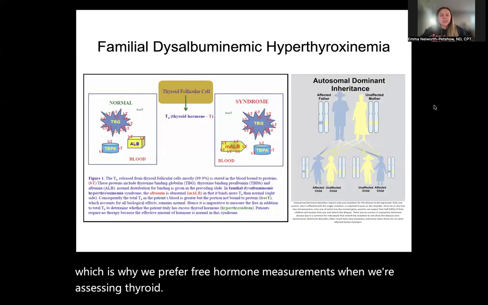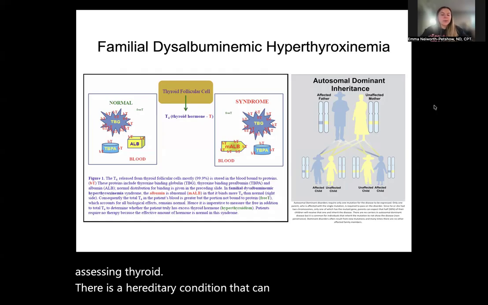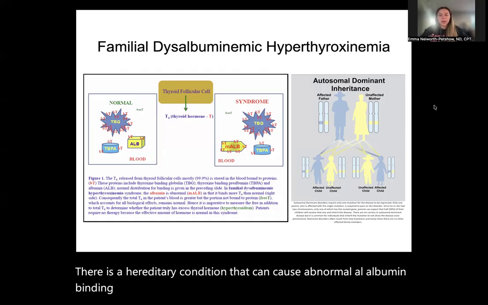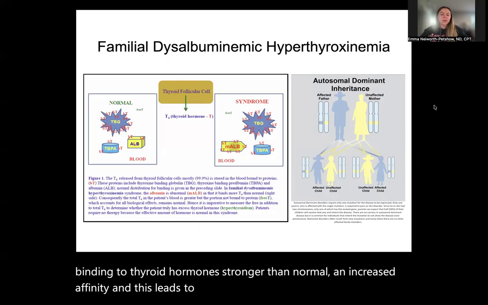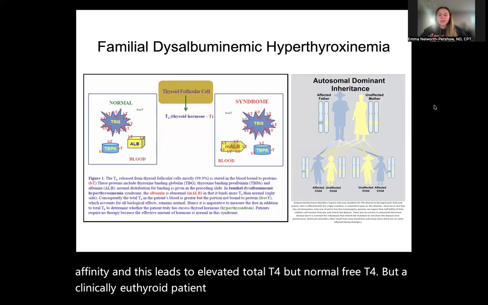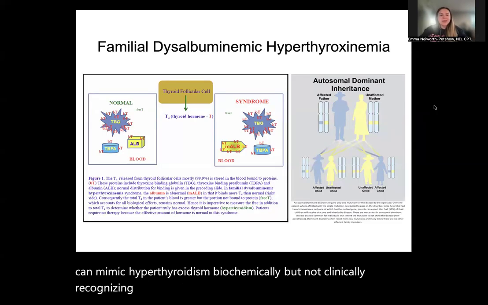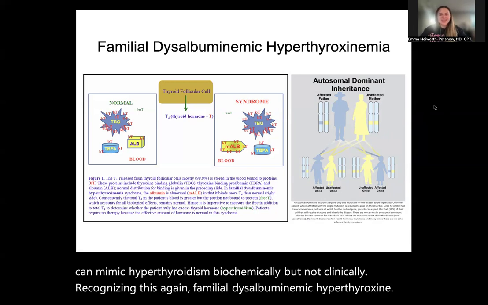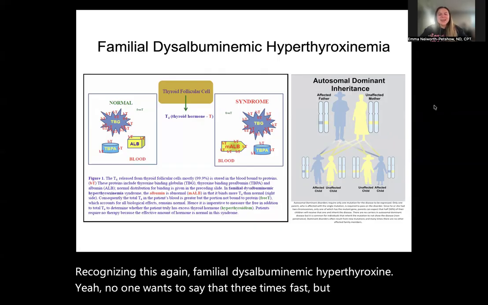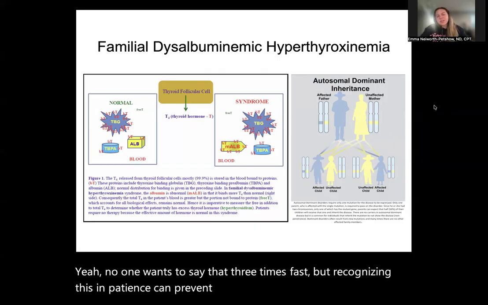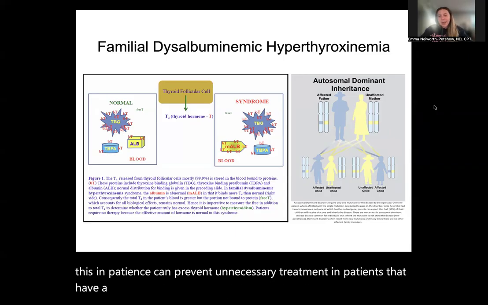There is a hereditary condition that can cause abnormal albumin binding to thyroid hormones, with stronger than normal, an increased affinity. This leads to elevated total T4, but normal free T4. But a clinically euthyroid patient is another diagnostic pitfall because it can mimic hyperthyroidism biochemically, but not clinically. Recognizing this, again, familial dysalbuminemic hyperthyroxinemia, no one wants to say that three times fast, but recognizing this in patients can prevent unnecessary treatment in patients that have a normal thyroid function, but just abnormal protein binding.